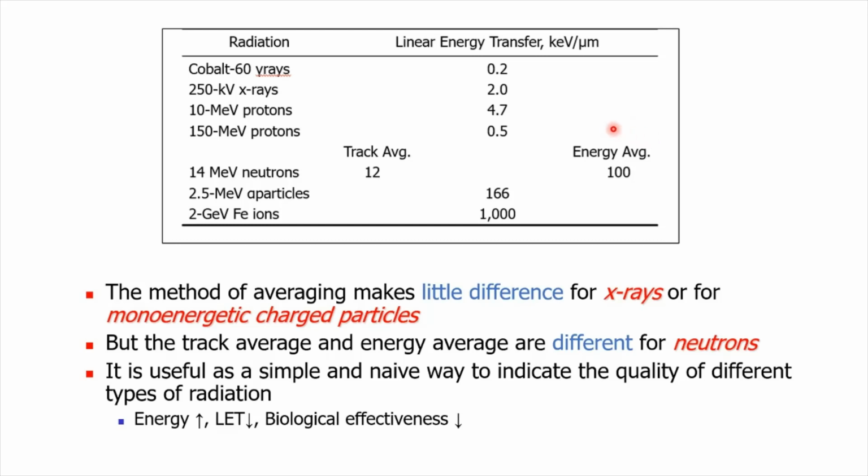One more thing that should be kept in mind is that as energy goes up, the LET goes down, and when LET goes down, the biological effectiveness goes down. For example, protons having 10 MeV energy have an LET of 4.7. But as you keep on increasing the energy of the proton, the LET goes down. And also when LET goes down, the biological effectiveness goes down.